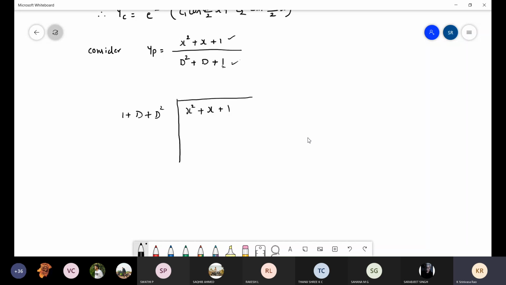Now this is a very important step. Just see here. I want the first term to be x square, in such a way that I multiply one term here, some term, with the first term, and I should get x square.